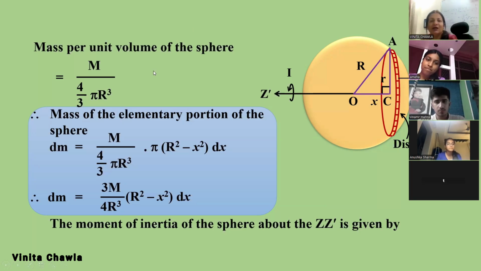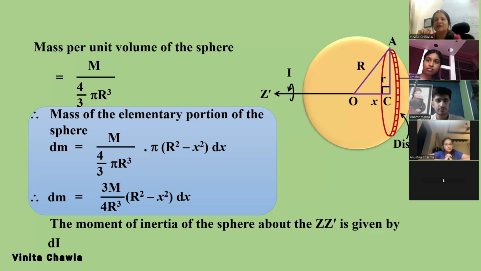So in place of small r square, look at the movement of the cursor. Now we have written this. ठीक है? Now on solving, pi cancel हो गया हमारा. On solving and simplifying, you'll get this. So this is the mass of the disk that we had taken out. And because of this mass, we are going to find moment of inertia about the axis zz dash.